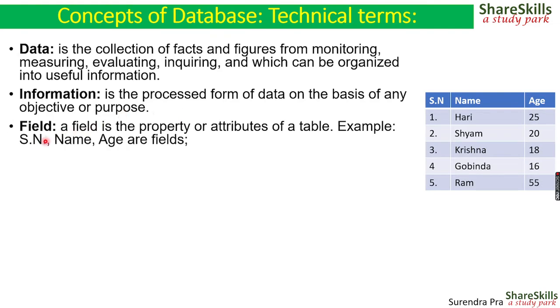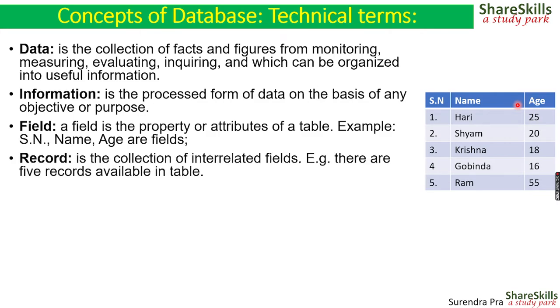And next is field. When we organize this information in a particular way, in tabular form, then we can find the fields. A field is the property or attribute of the table. So these are like SN, name, age, these are the fields. Okay, an example we can find here. Next is record. So like 1, Hari, 25, these are the records.